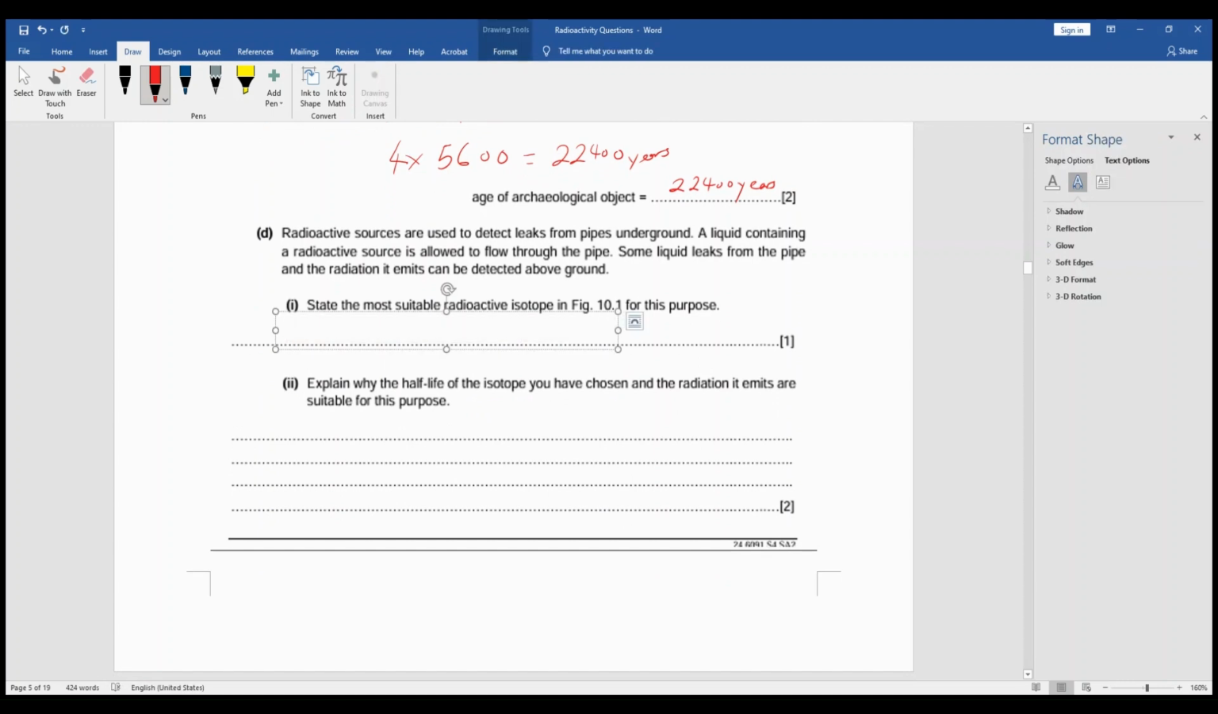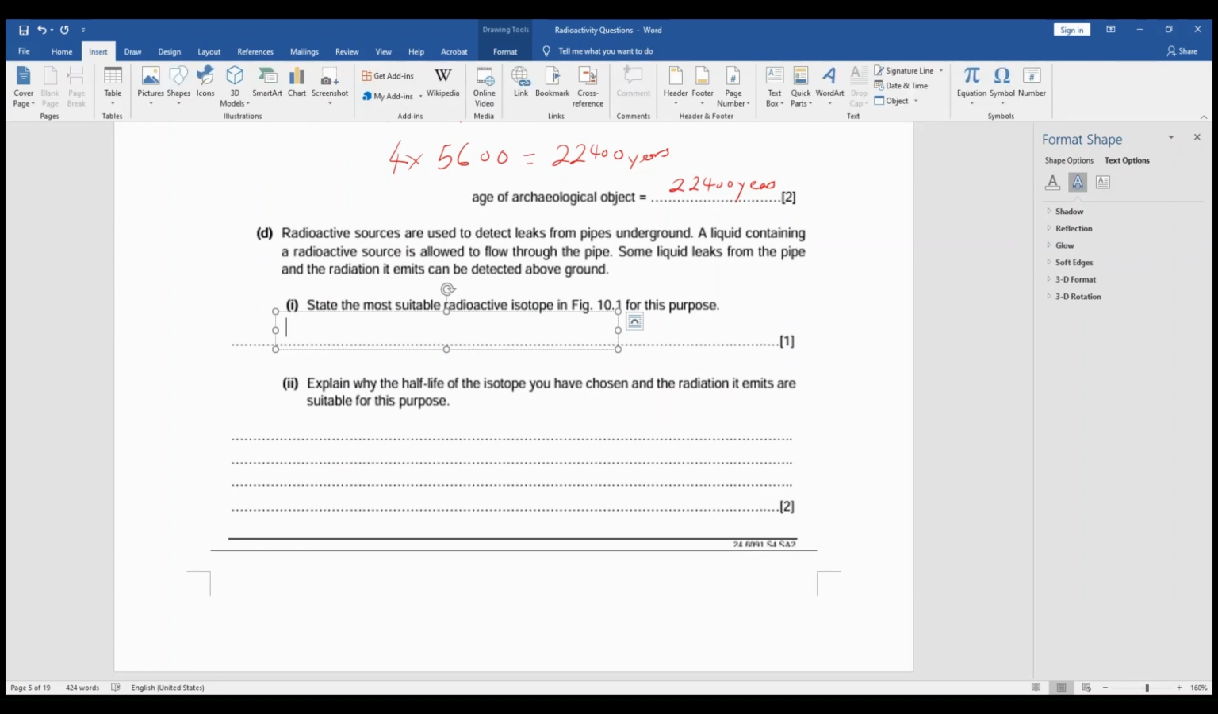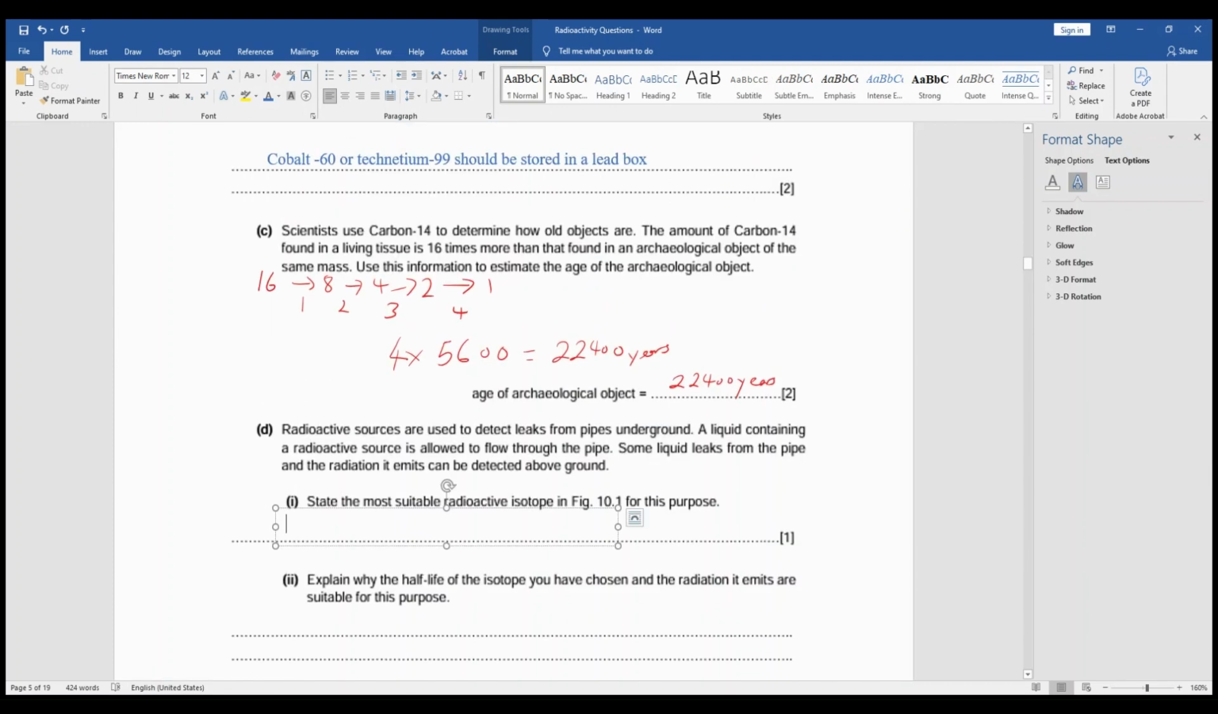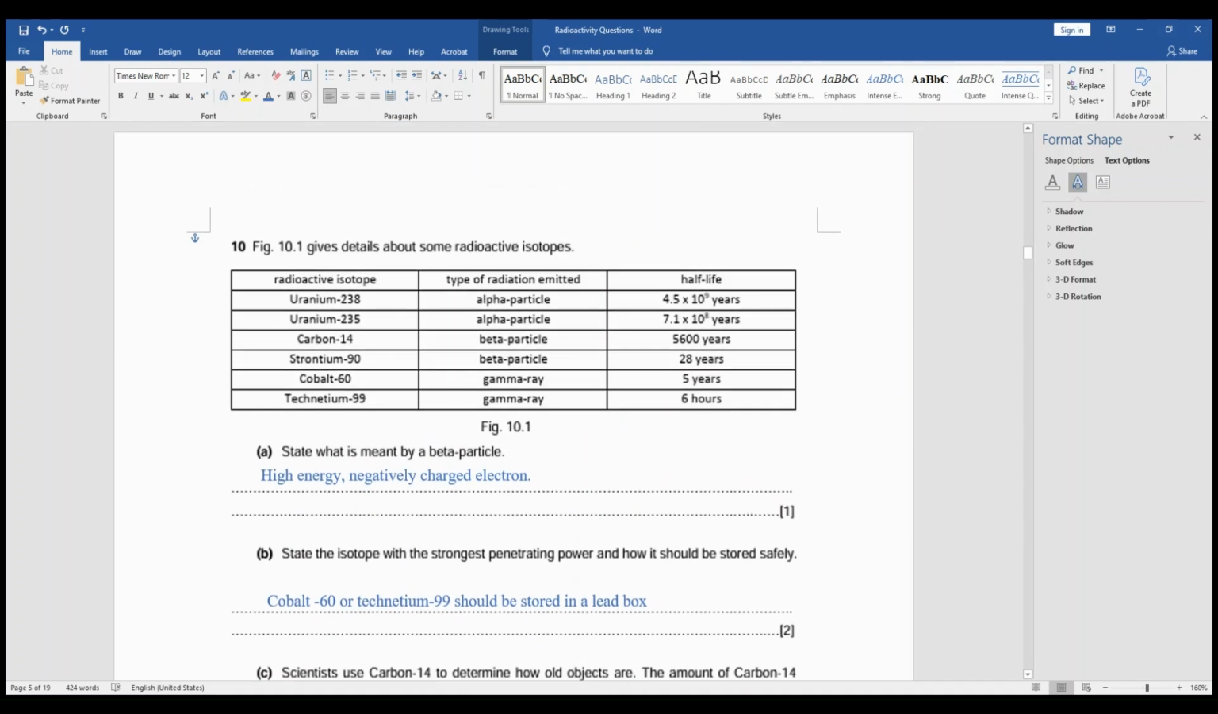Radioactive sources are used to detect leaks. Some liquid leaks. State the most suitable isotope. What should we use? We should use gamma. Why? Because gamma needs to pass through the soil and everything because it needs to be detected above ground. You shouldn't just pass through the pipe, you should pass through the soil, the grass, a lot of things. Alpha will definitely fail.